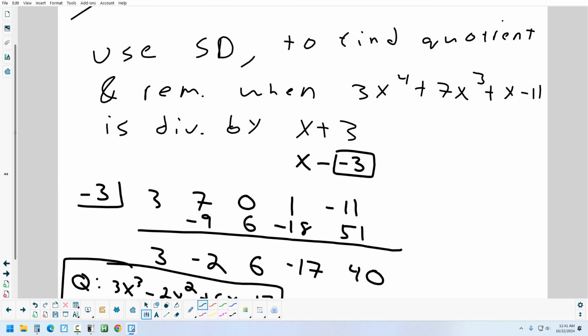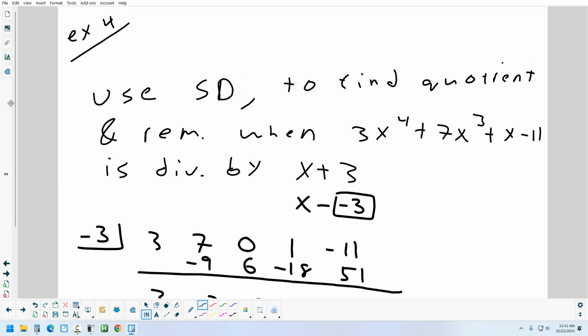So what does that mean about x plus 3? It is not a factor. What does that mean about the negative 3? That's not a what? Root. That's not a root. So x plus 3 is not a factor. The negative 3 itself is not a root. It's not a 0. It's not an x-intercept. Okay.